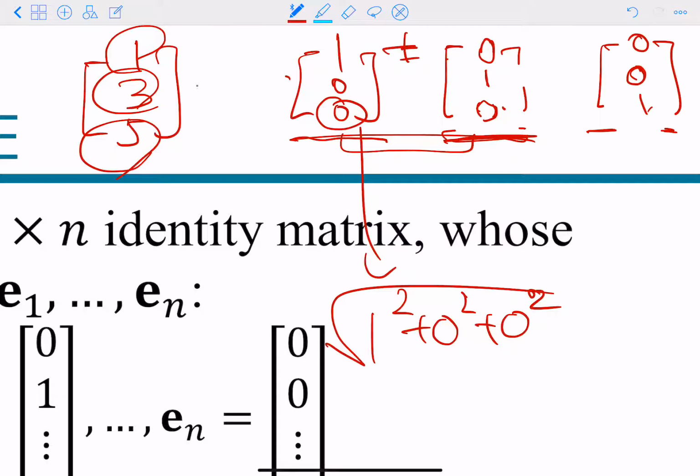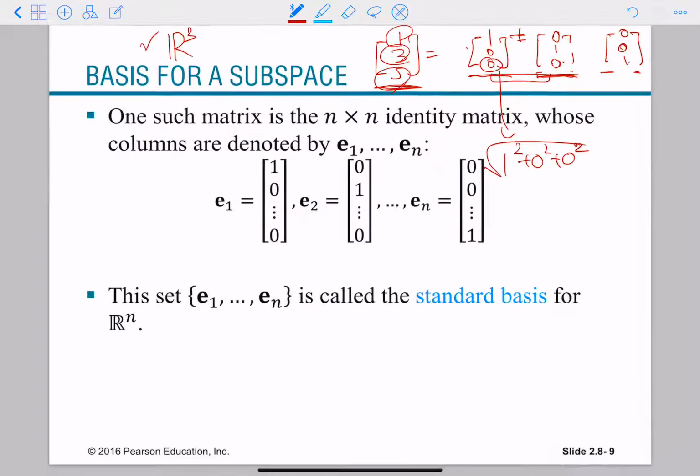Okay, and then now any three-dimensional vector is included in our subspace, right? And then we obtained one version of the basis vectors of our subspace, right?